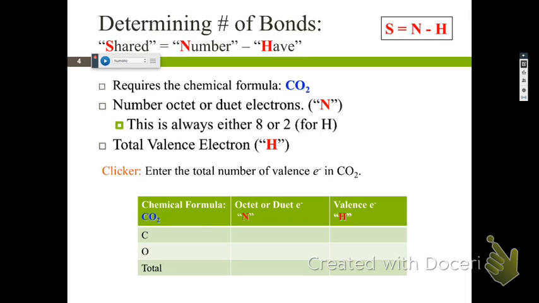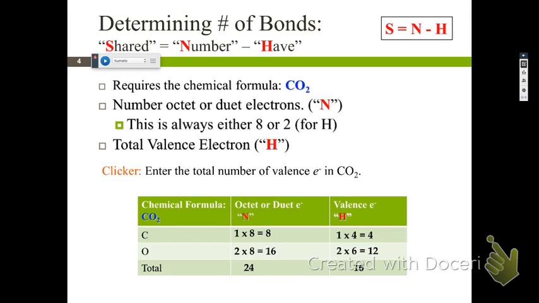And then what about the O? How many valence electrons do we have? 6 for each oxygen atom. Then we have 2 of them, so we have 12 valence electrons. So then our totals, we can add up those 2 columns. We have 24 is the ideal number of electrons that those atoms need to be stable in a molecule.